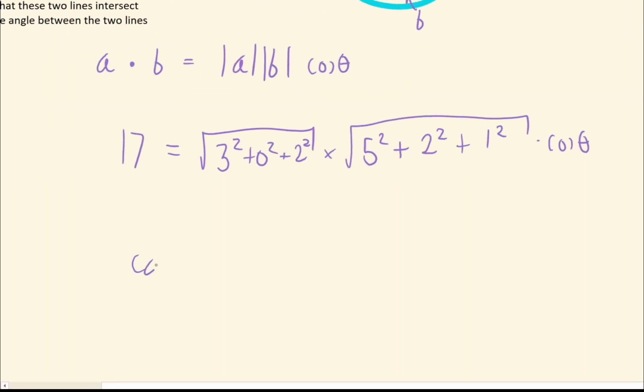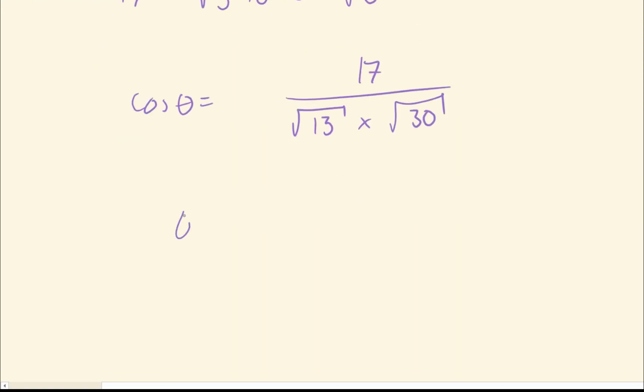We can then rearrange that. Cos theta is just going to be 17 divided by these two fellas here. So 3 squared plus nothing squared plus 2 squared, that's going to give me root 13. And it's going to give me root 13. Then from there just go to your calculator and say theta equals cos to the minus 1 of this thing here. Okay.